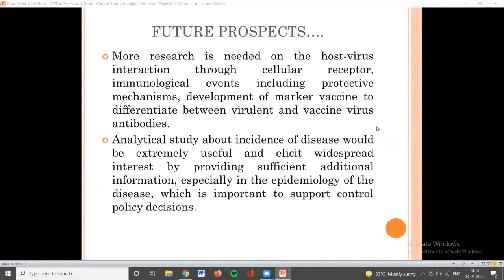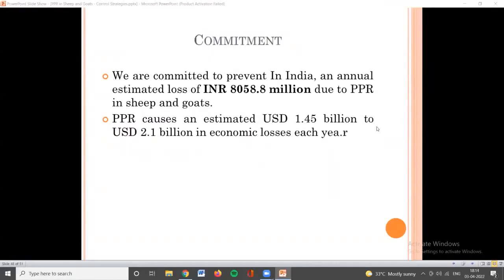We have to conduct analytical studies about the incidence of diseases. We are committed to prevent the loss of 805 crores per year due to PPR of sheep and goat in India, meaning 8,058.8 million, by properly treating the animals and properly vaccinating the animals. We can prevent that much loss to the government and public.